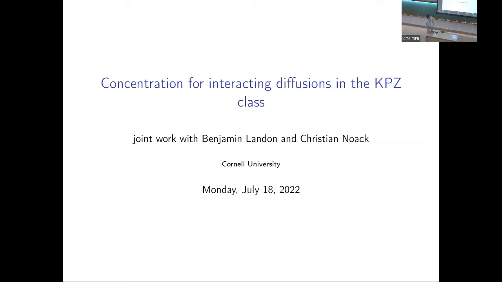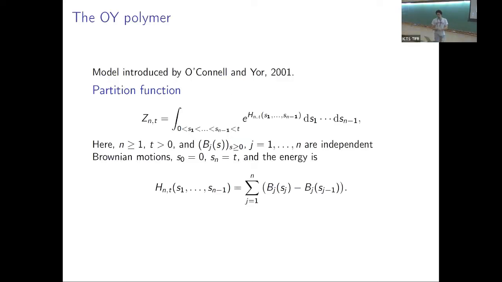So we're going to start with a very classical model, not diffusions, the O'Connell-Yor model. This is one of the first integrable polymer models. And it's defined by this partition function where we integrate over jump times S1 up to Sn minus 1. And what we do is we integrate e to this sum of increments, these Brownian increments. In 2 slides, there'll be a picture that makes it clear that this should be interpreted as a polymer.